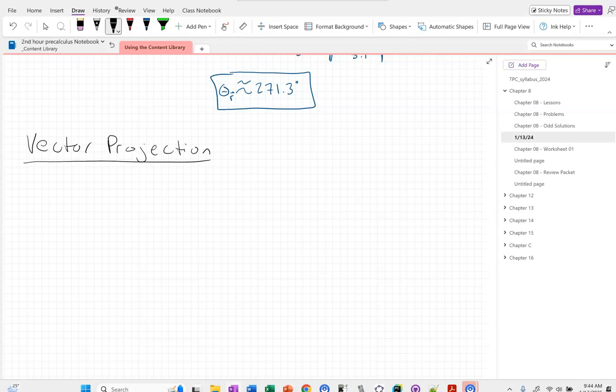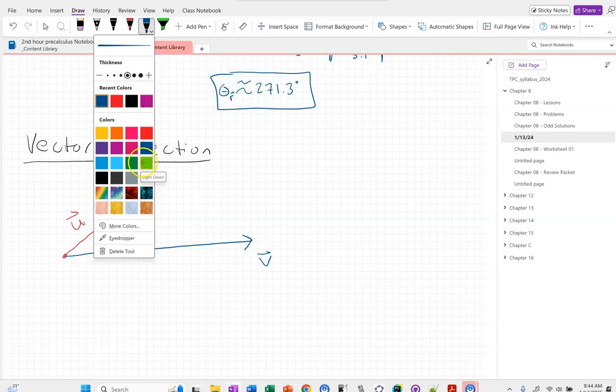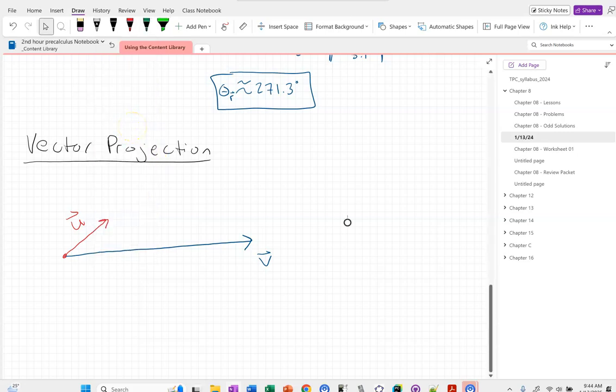So here's the idea. Let's say I have some vector u, and some other vector v. What a vector projection is asking is how much of vector u is going in the same direction as vector v.